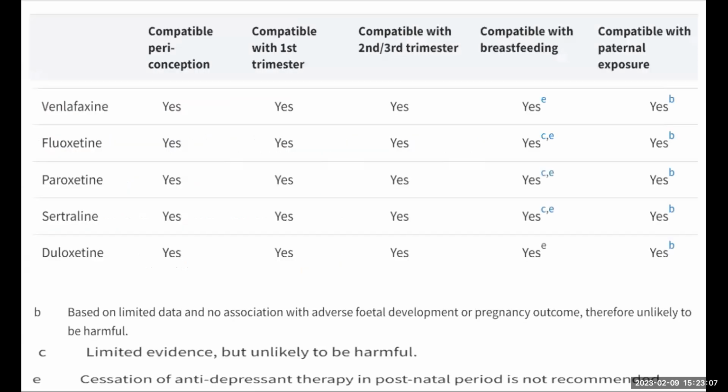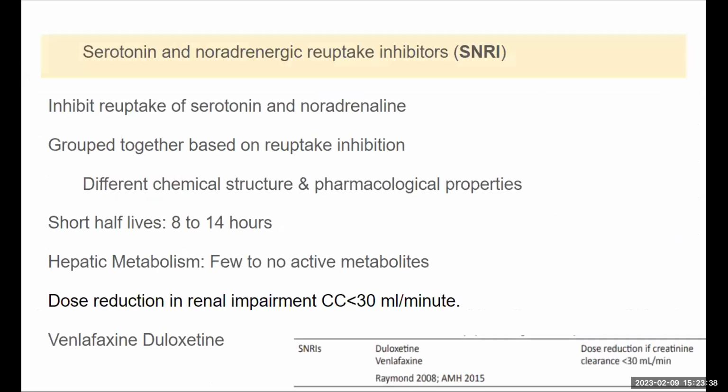SSRIs and SNRIs, how do they compare in terms of pregnant and breastfeeding patients? Even though the evidence is quite limited, as far as we can see, all of them, the SNRI duloxetine and all the SSRIs we talked about, fluoxetine, paroxetine, sertraline, are compatible with these conditions in females.